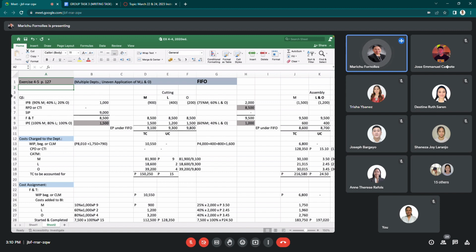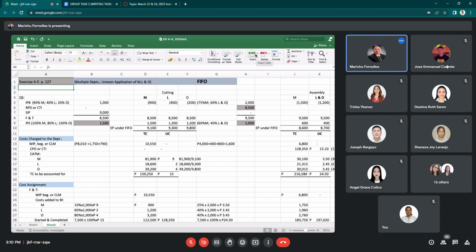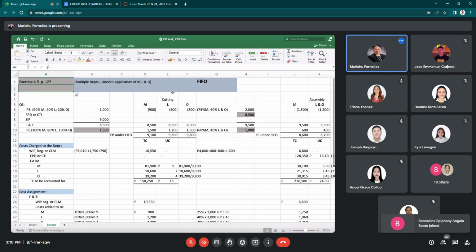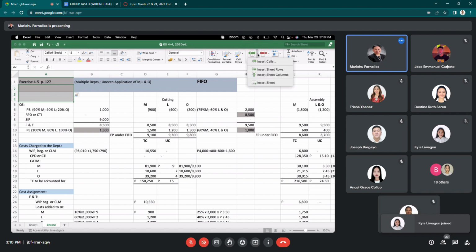Makita na akong screen. Yes, ma'am. Mag-insert sa kuha kay akong insert rows. Insert rows.